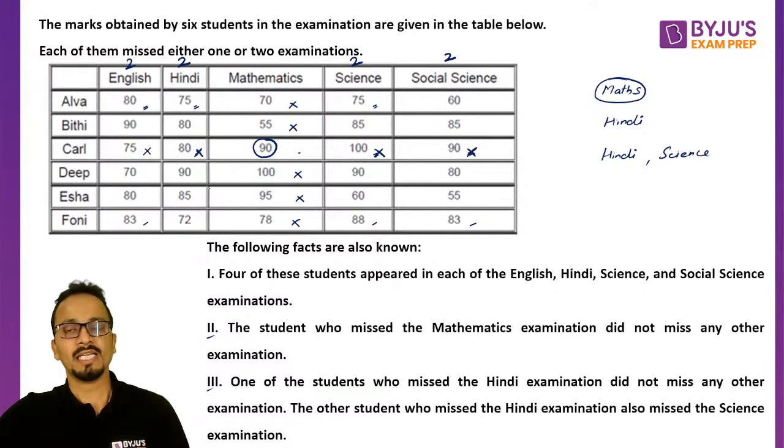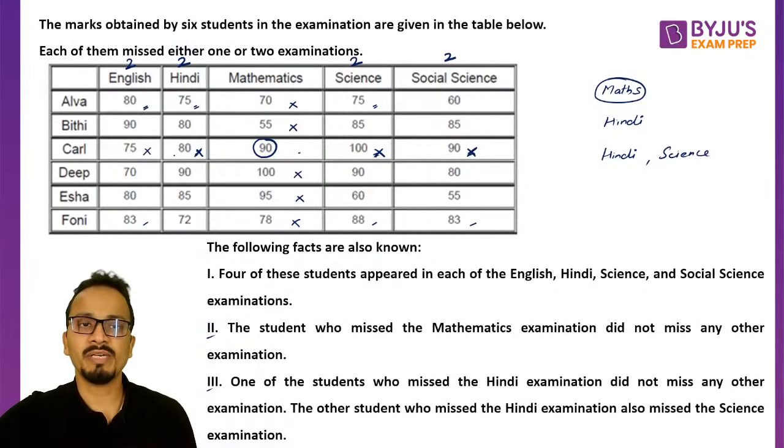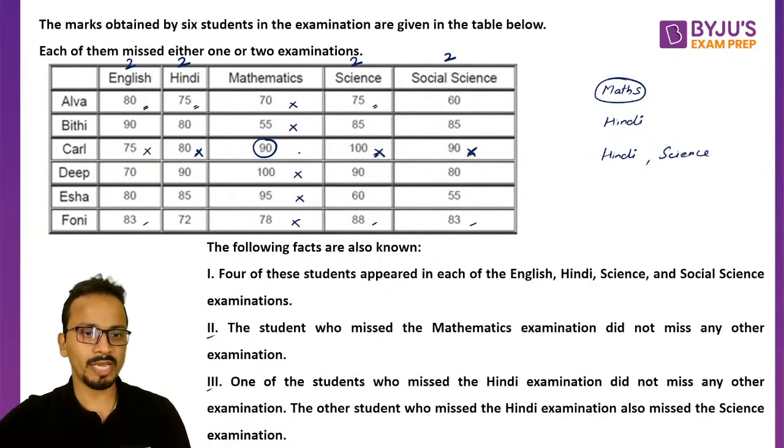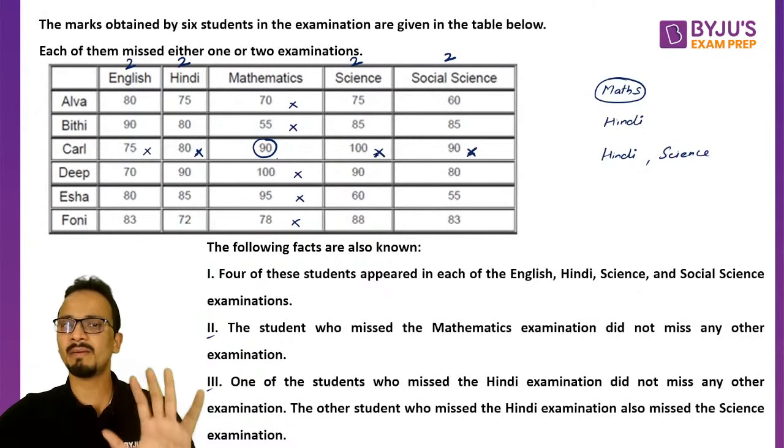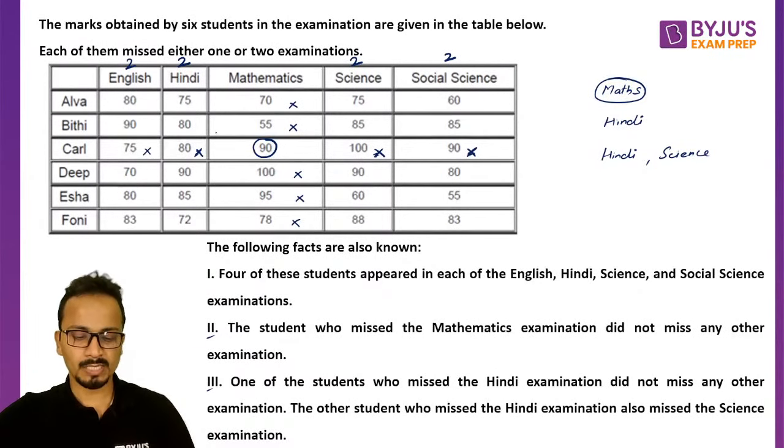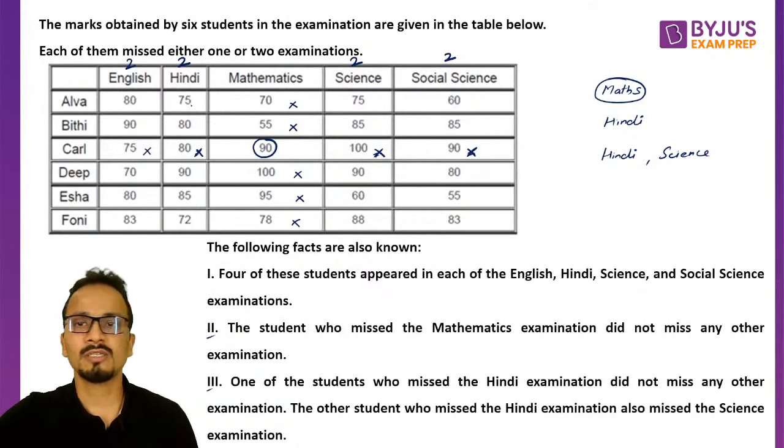Okay. Now let's talk about the two people who have missed Hindi examination. So I'll erase some of these things. Some of these markers I'll erase to avoid any confusion. All right. So whichever person misses, I'll apply a circle there. Okay? Now talking about the next examination, next subject, Hindi.